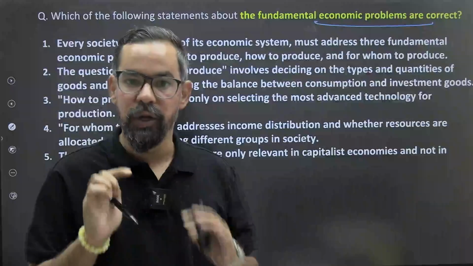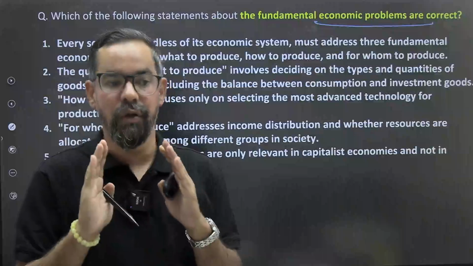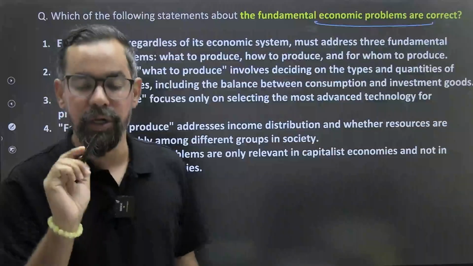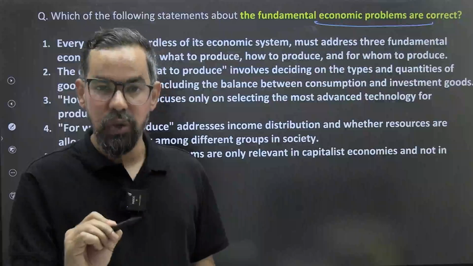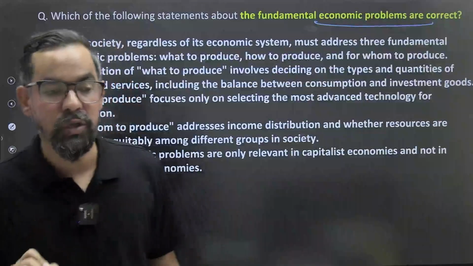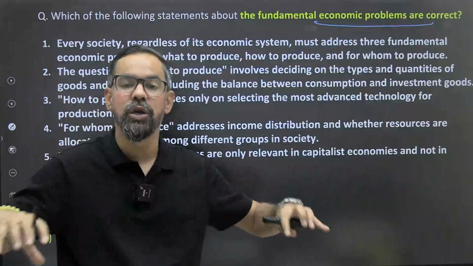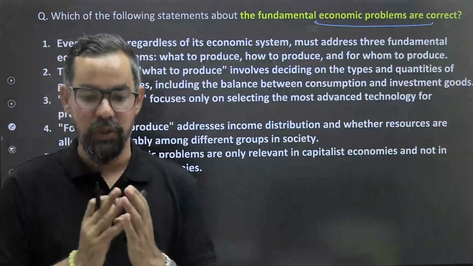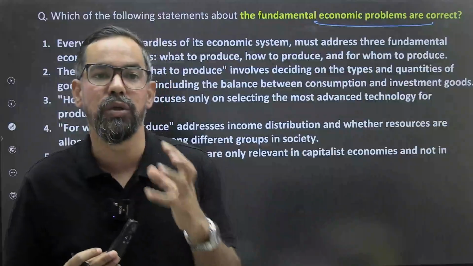When it comes to fundamental questions or problems of an economy, it includes 3 questions: what to produce, how to produce, and for whom to produce. And the economic structure, or the type of economies, is generally based on these 3 questions. Okay, like let's say what to produce, how to produce, when to produce.